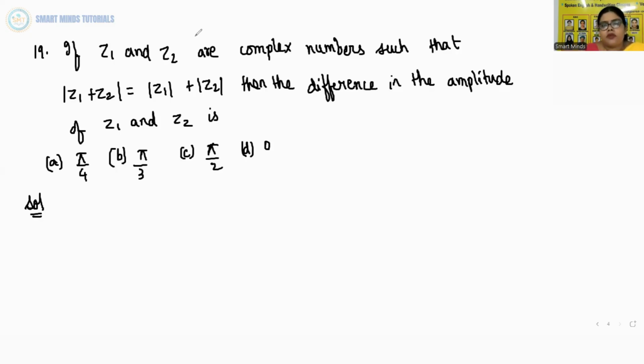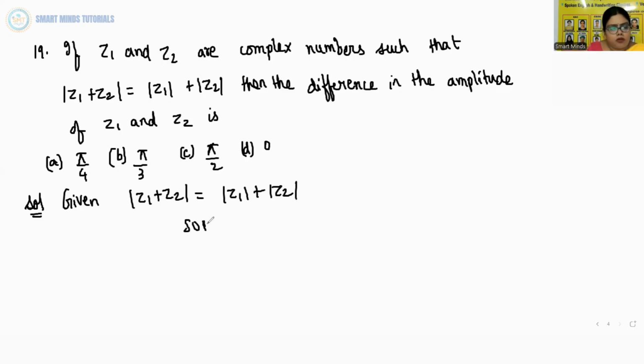Now take the next question. If Z1 and Z2 are complex numbers such that mod Z1 plus Z2 equals mod Z1 plus mod Z2, then the difference in the amplitude of Z1 and Z2 is dash. So first let us see what is given to us. Mod Z1 plus Z2 equals mod Z1 plus mod Z2.